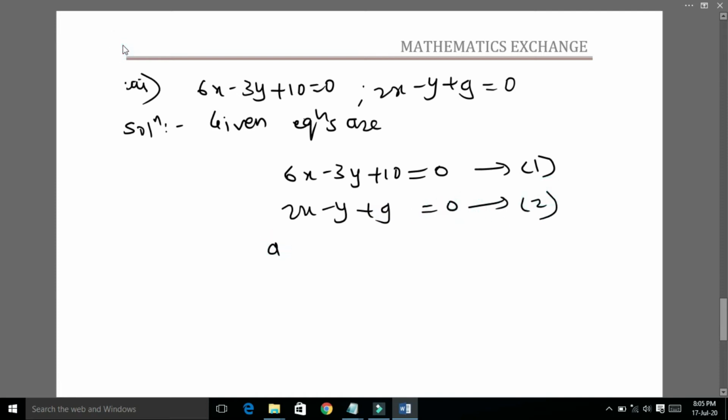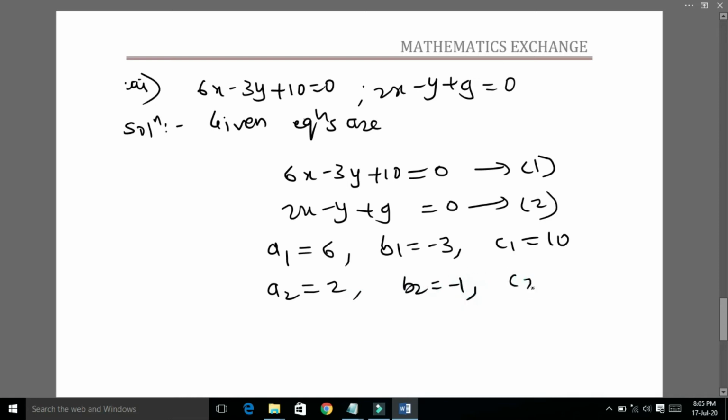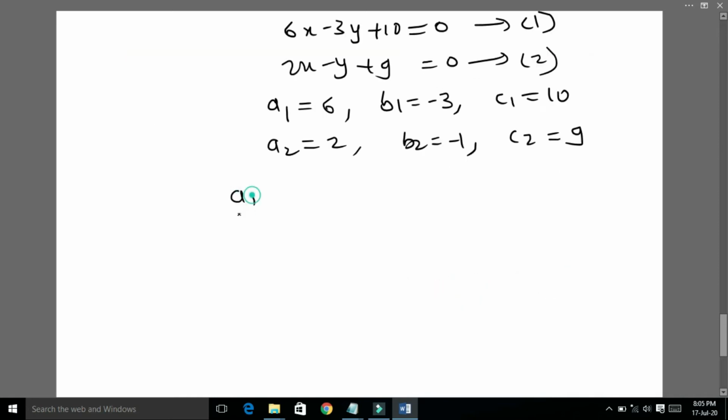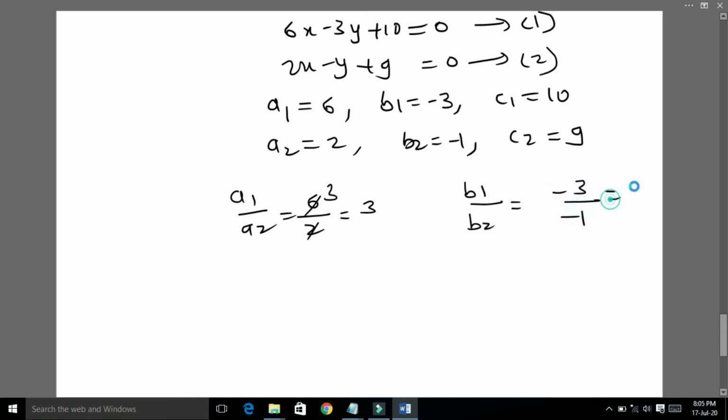Again we find out the values of a1, a2, b1, b2, c1, c2. So a1 is 6, b1 is minus 3, c1 is 10, a2 is 2, b2 is minus 1, c2 is 9. So a1 upon a2 is equal to 6 by 2, that is 3. b1 upon b2 is equal to minus 3 upon minus 1, that is 3. And c1 upon c2 is equal to 10 upon 9.